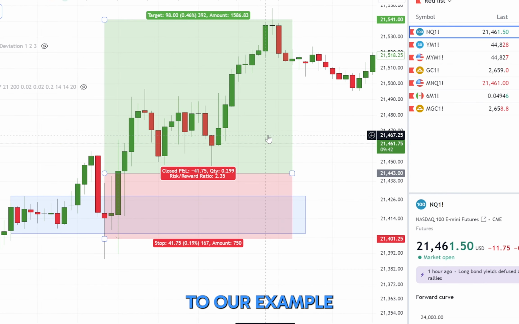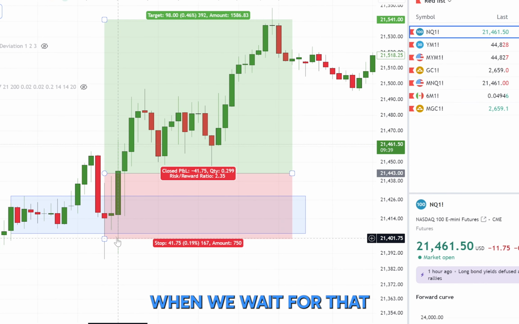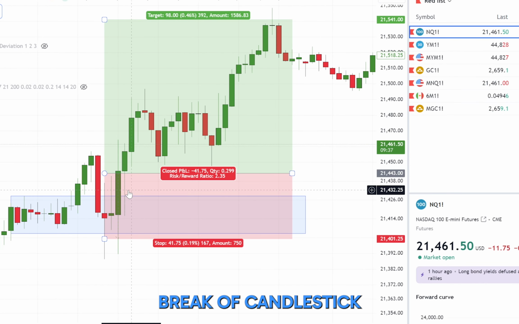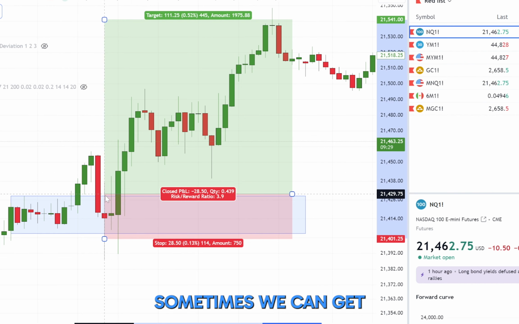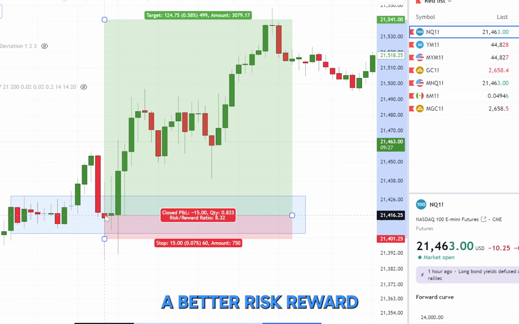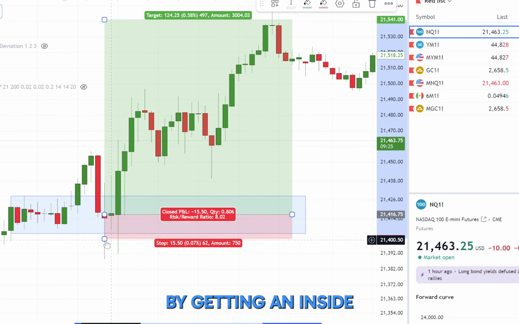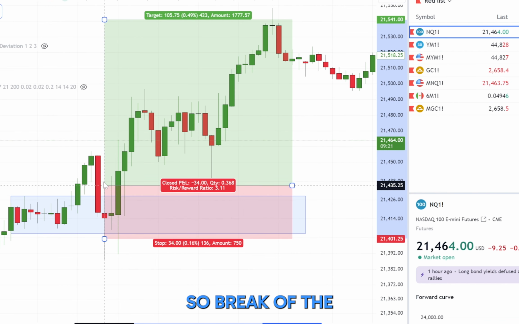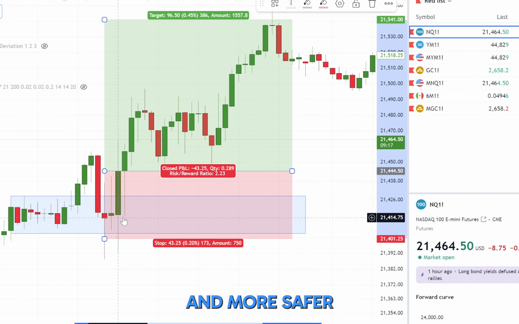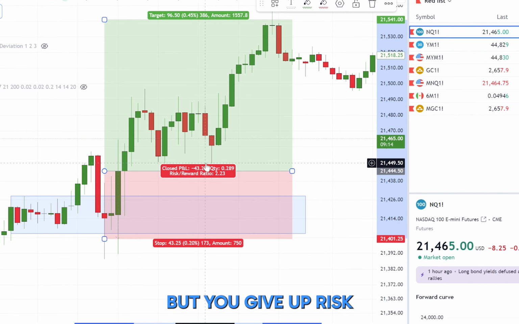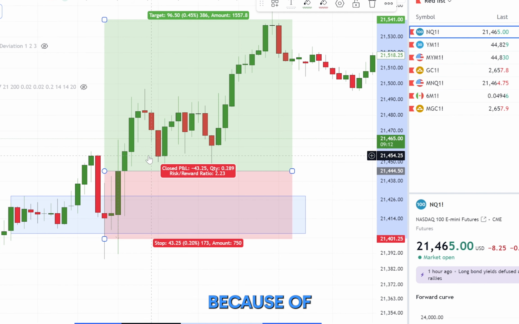So going to our example right here, when we wait for that break of candlestick, we get in up here. But with a lot of other entry models, sometimes we can get a better risk to reward by getting in somewhere like here. So break of the candlestick entries are simpler and safer, but you give up risk to reward because of that safety.